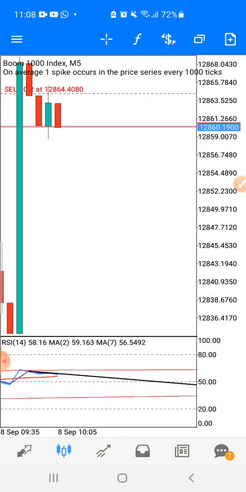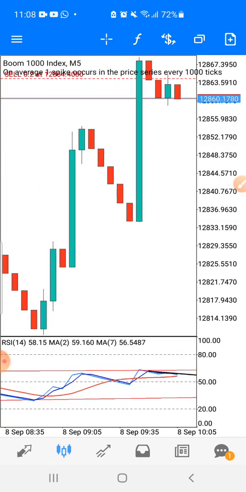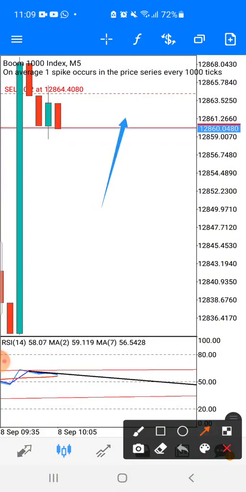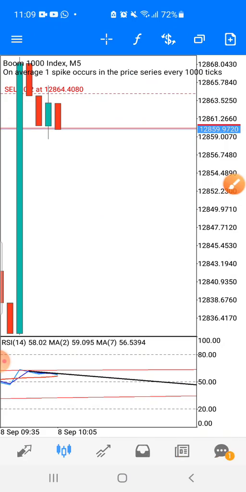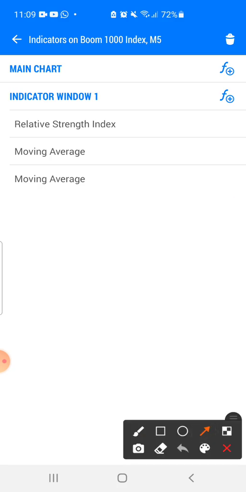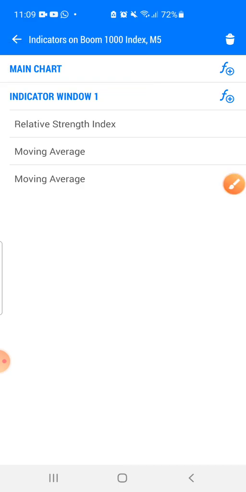So for you to draw this pattern, you have to add a few indicators that will help you do that, and these are the indicators you have to add. First you go to the F icon to add your indicator. Right here, the first indicator on our window one is the relative strength index. Remember, we are not adding any indicator on the main chart, which is this section here. We are not adding any indicator right there. We are using window one.